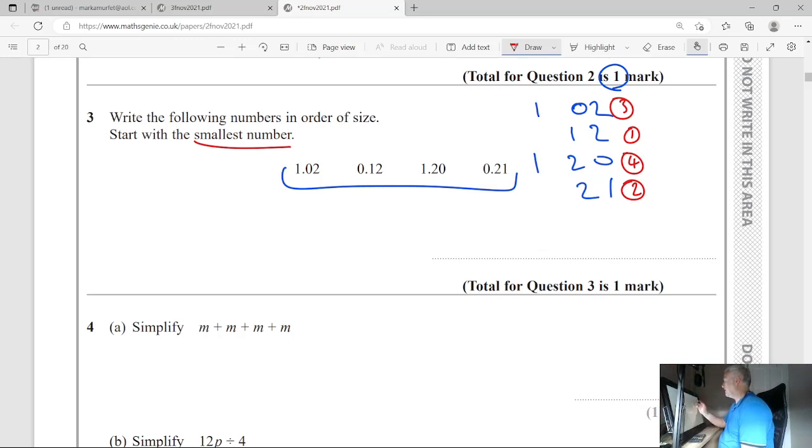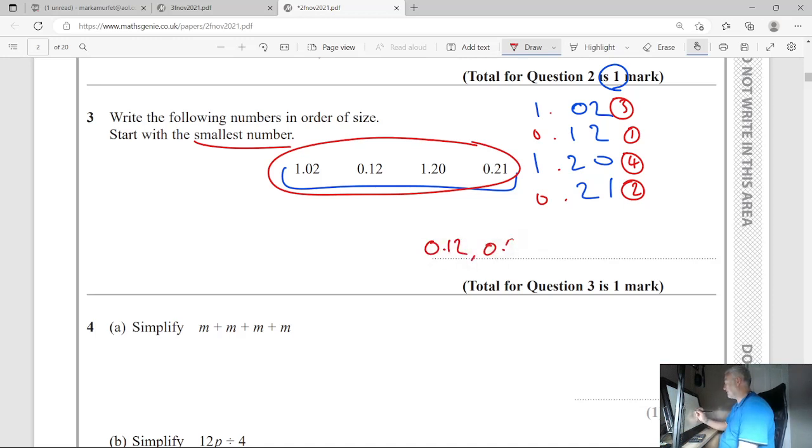So you ignore the decimal point, rub the decimal point out, and ignore all the zeros. Just to put that back as it was, so you can see what we ignored. Remember, we've got to write them in their actual format. I can't say that 12 is the smallest number because I haven't got 12 in this bit here. So 0.12 is my smallest, second smallest 0.21, third smallest 1.02, and finally my biggest 1.20. And I'm going to write them in the original form from the question.